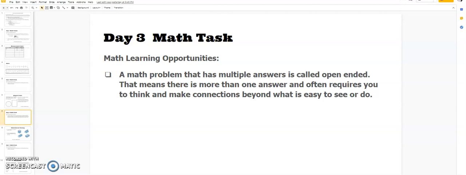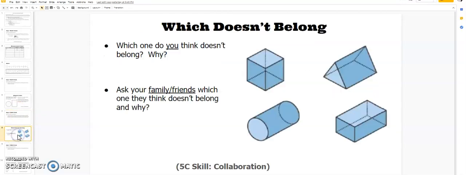So today's math problem is a little bit different. You've seen some of these as you've worked, but this one especially is an open-ended math problem. A math problem that has multiple answers is called open-ended. That means there's more than one answer and often requires you to think and make connections beyond what is easy to see or do. So I'm going to get you started, but what I want you to remember is that there's so many different answers to this problem. As long as you can back up your answer with evidence from what you see, from what you observe, you should get this answer correct.